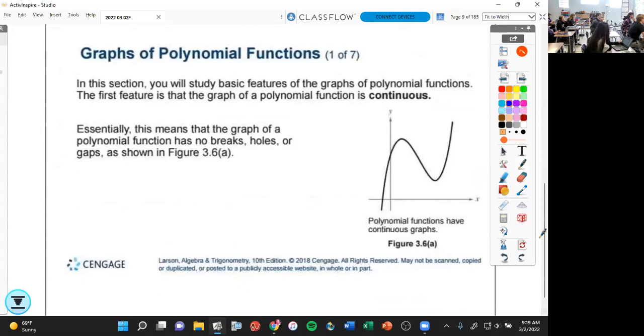So here we're looking at a polynomial function. Things you need to know about a polynomial function: it's continuous. Continuous means if I was to draw a polynomial function, I can draw it with one smooth curve without ever picking up my pencil. There's no breaks in it. There's no holes. It's one smooth curve.